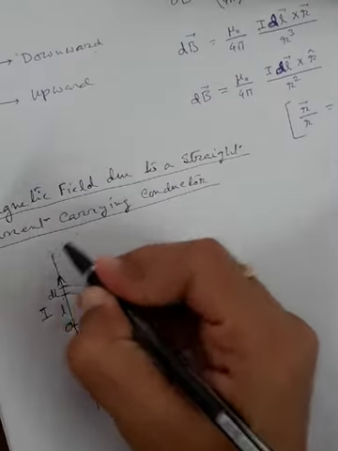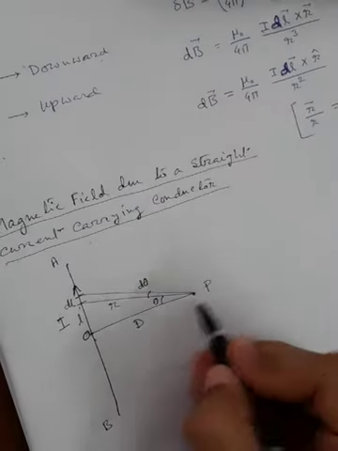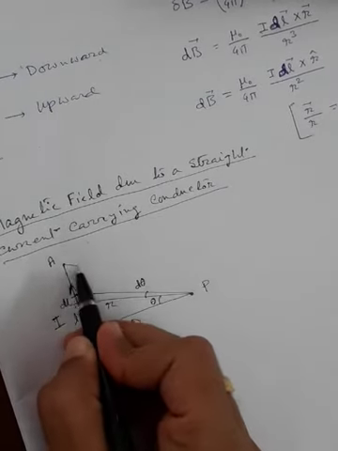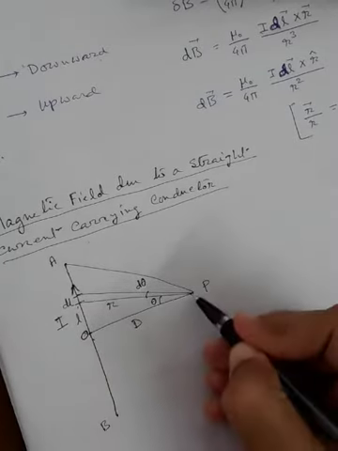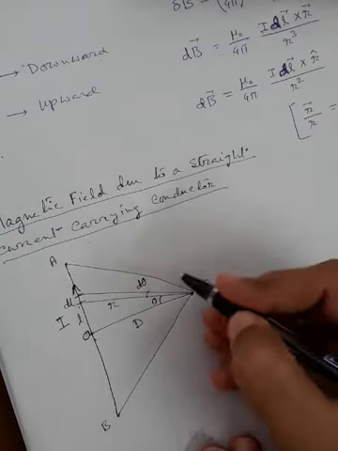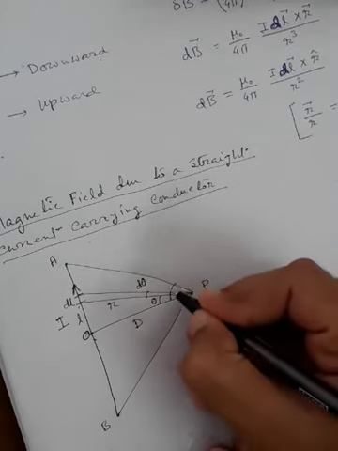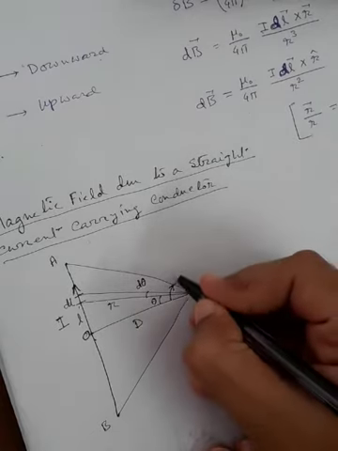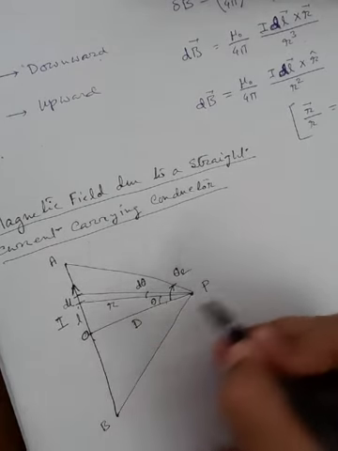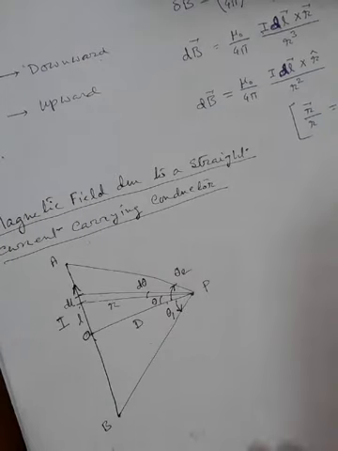Now join these two terminals of this straight current carrying conductor, say A and B, with P. First A and P, and second B and P. Consider the angle made by AP with OP is theta 2, and this angle which is made by OP and PB is theta 1.